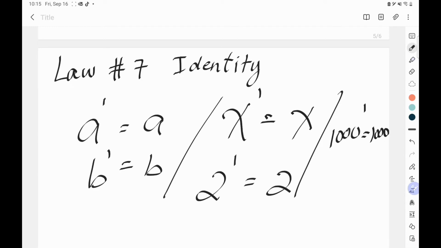That means you don't need to write the exponent 1. Any time you see a variable without an exponent, automatically its exponent is 1. No question asked. If you don't see an exponent, it's automatically 1. If we don't see an exponent there, again, it's 1.